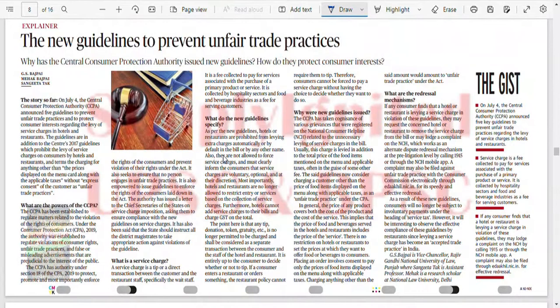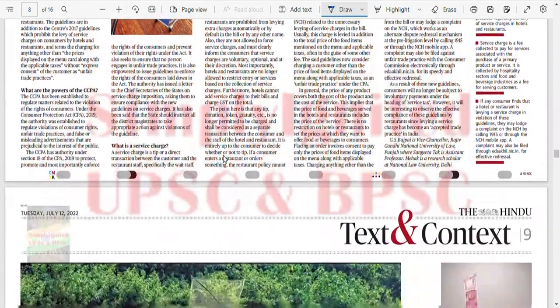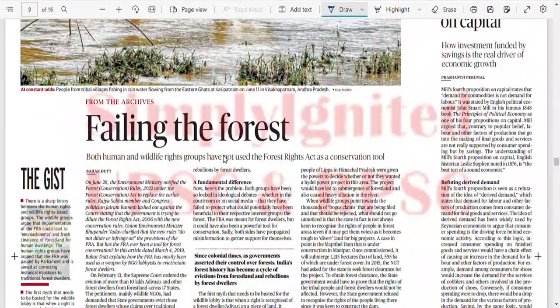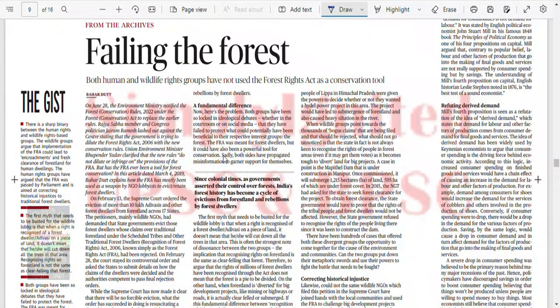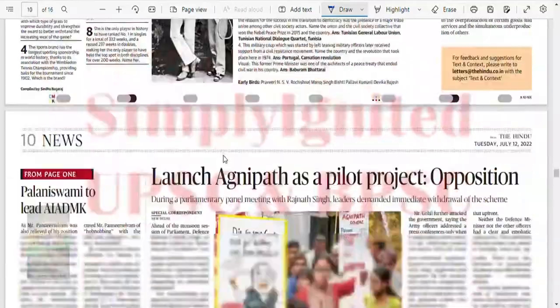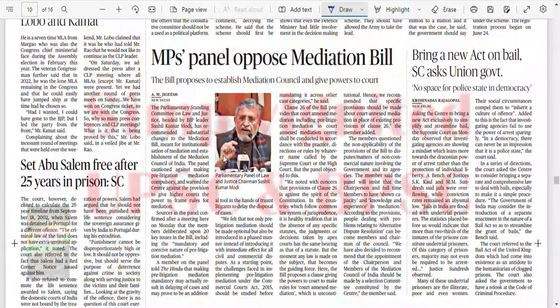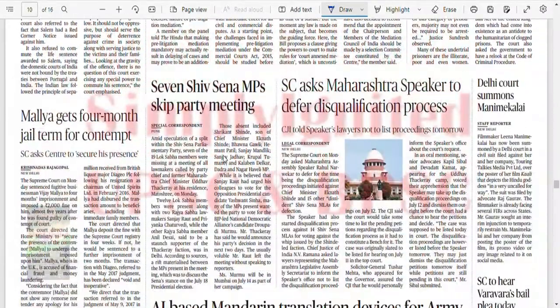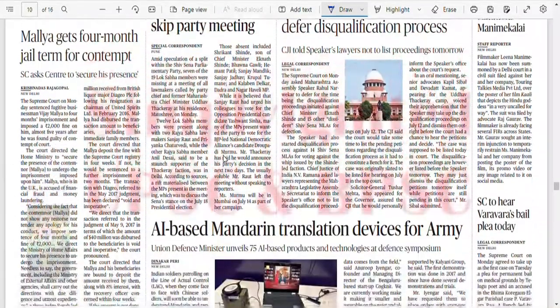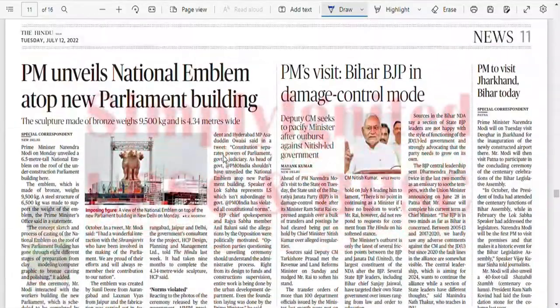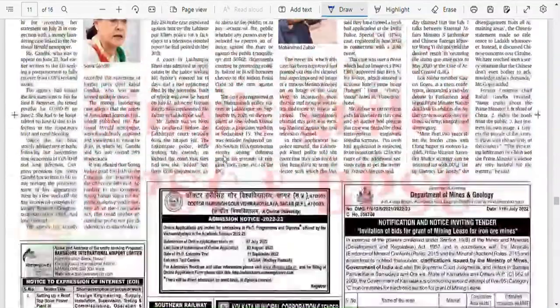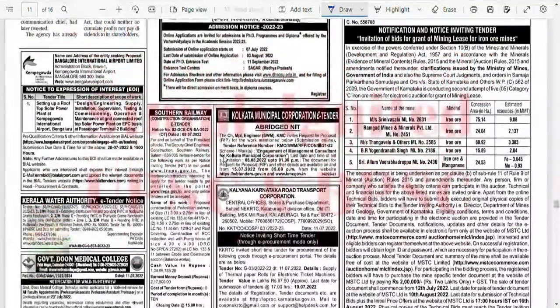Unfair trading practices. Okay, we'll do the gist first because it is related to a guideline. If required, we'll go inside. I don't see something important here. Okay, there is nothing here.